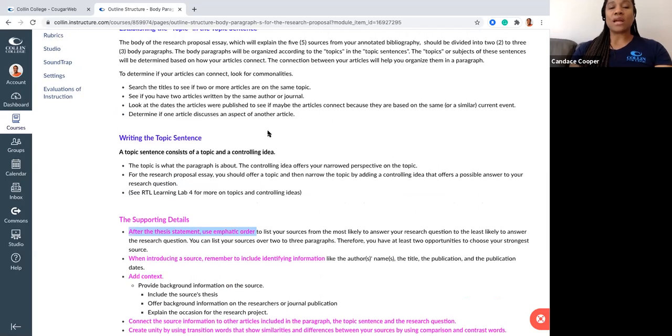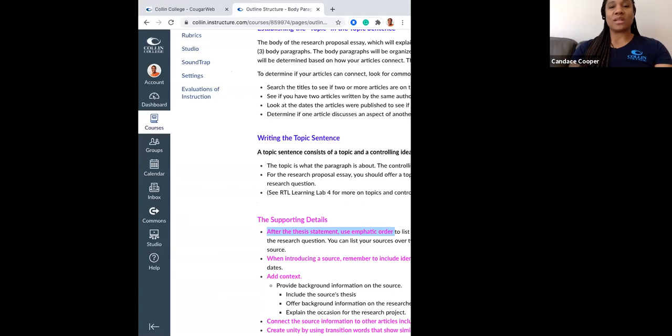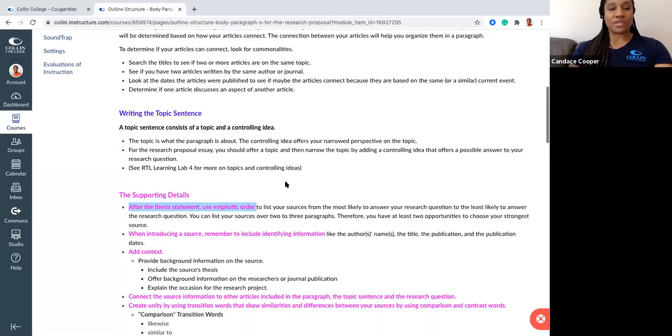So you want to come up with the two topic sentences. You want to look at your articles and say, I could write a topic sentence on these two right here. Here's the topic sentence. And now here's a topic sentence for these three right here. And then you want to figure out which one of these topic sentences best answers my research question. And that's the one that you want to use first, right? And so to do that, you should write those down first.